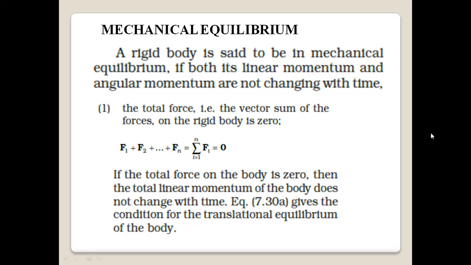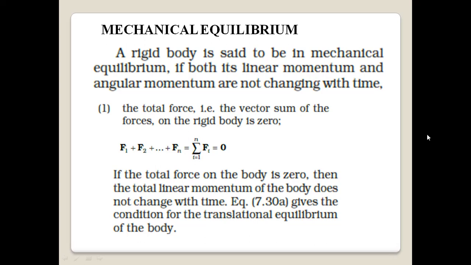If a rigid body has its linear momentum changing with time, we represent it as d by dt of p, dp by dt, which is equal to force. So here we know linear momentum is not changing with time. That means force is zero. The total forces acting on a body will be zero. Then the rigid body is said to be in mechanical equilibrium. That is the first part.